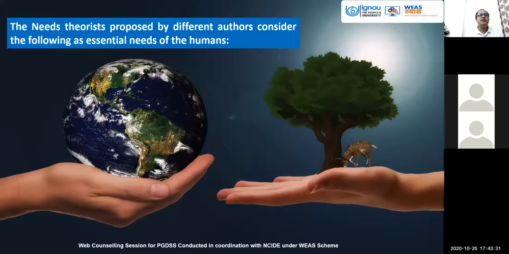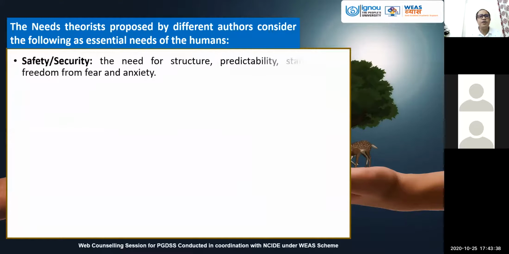Then different need theories are proposed by different authors that consider the following essential needs of humans. Safety and security: as we discussed, the need for structure, predictability, stability, and freedom from fear and anxiety. Because freedom from fear and anxiety is also one of the important characteristics which we have in human individuals.